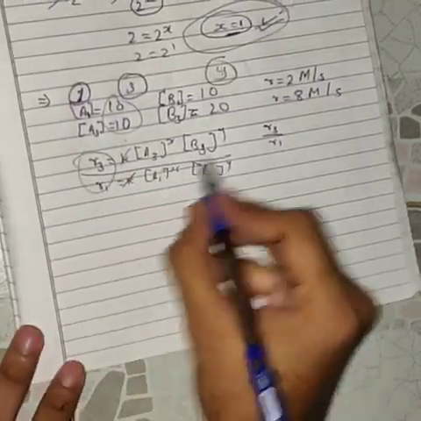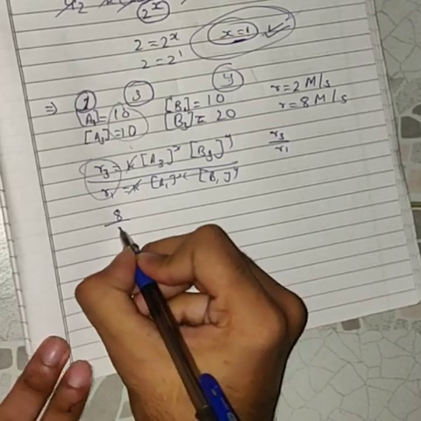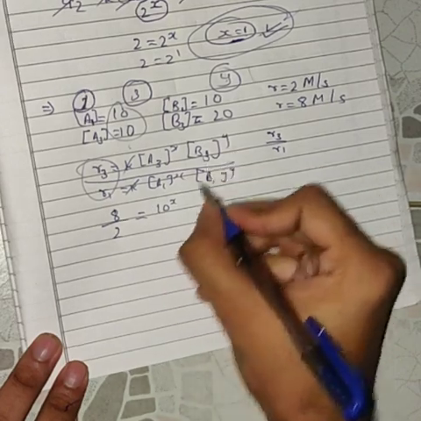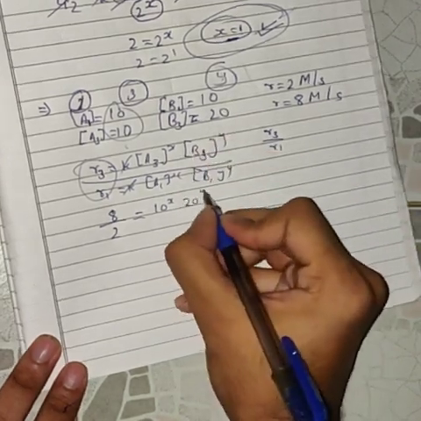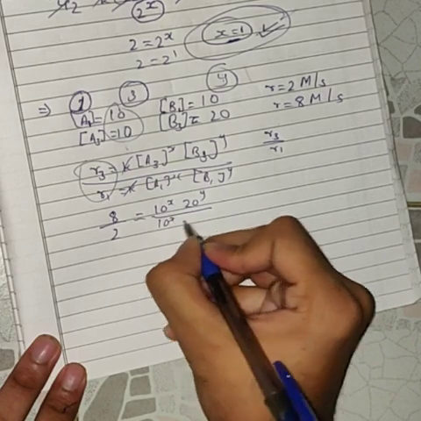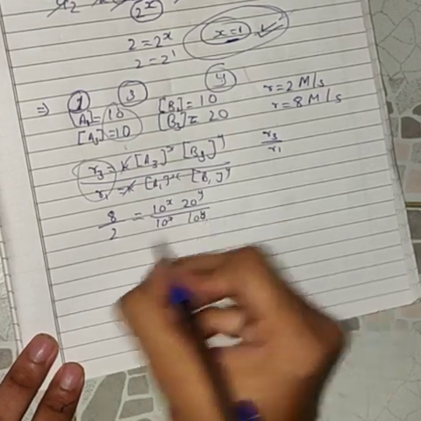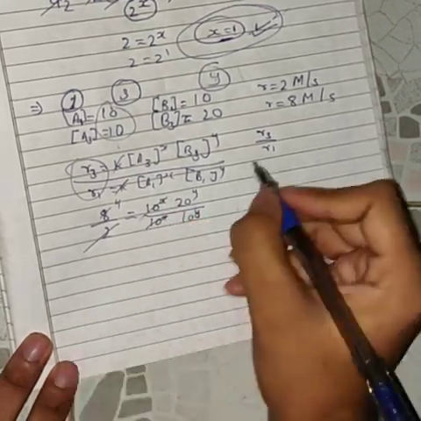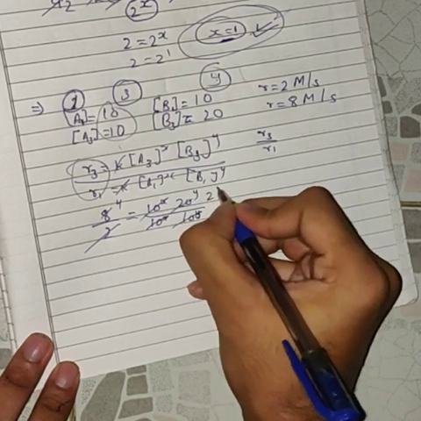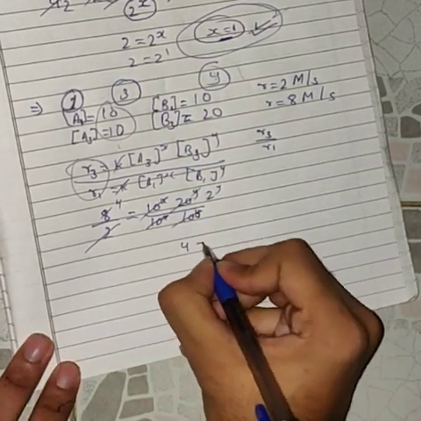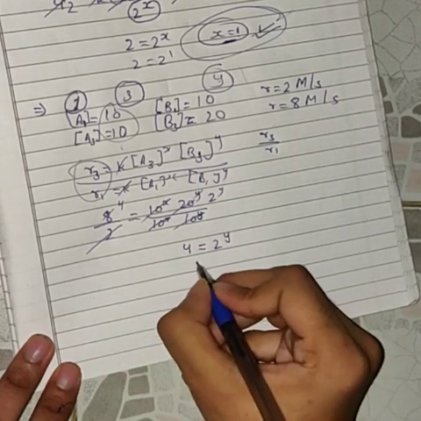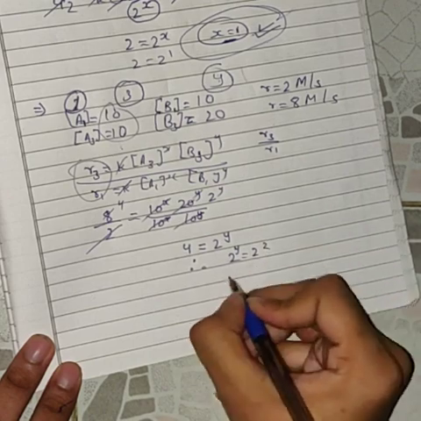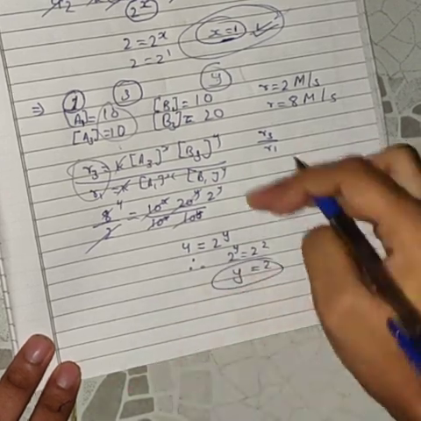What is the value of R3? We know it's 8 upon R1, which is 2. A3 is 10 raised to X. B3 is 20 raised to Y. A1 was 10 raised to X and this is 10 raised to Y. This gets cancelled, 4, right? This also gets cancelled and this becomes 2 raised to Y. So here I get that 4 is equal to 2 raised to Y, that is 2 raised to 2 is equal to 2 raised to Y, that means Y is equal to 2. It's very simple to get this, right?